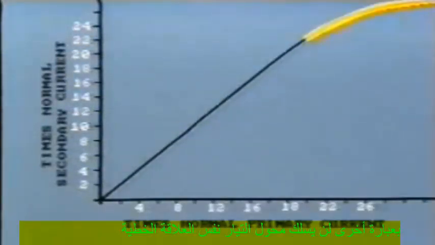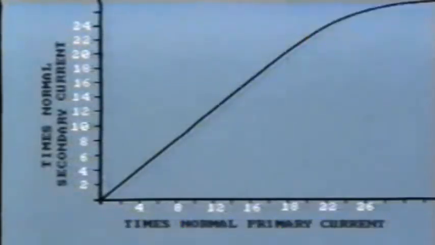This graph shows a typical saturation curve. Within its operating range, that is up to around 20 times rated current, the secondary current retains close correlation with the primary. But as the primary current increases beyond the knee of the curve, the secondary current is no longer accurate in representing the primary. In other words, the CT becomes non-linear.